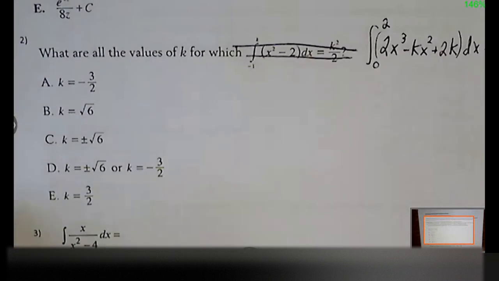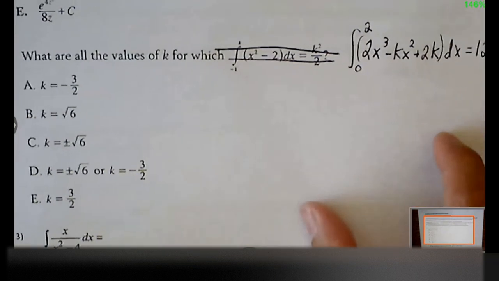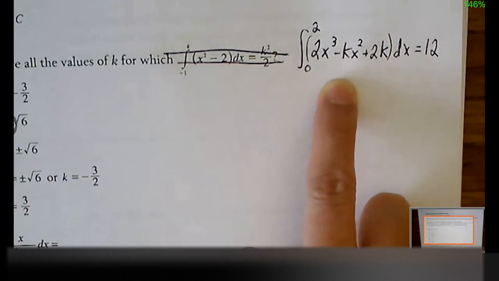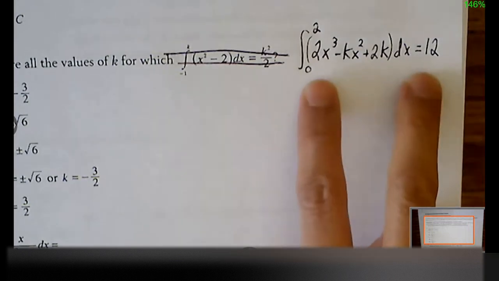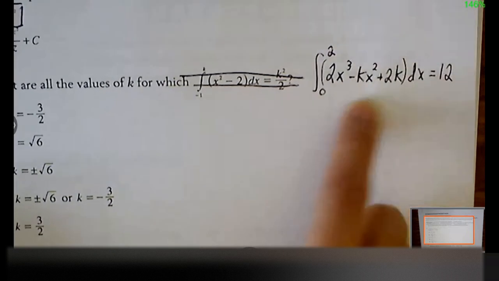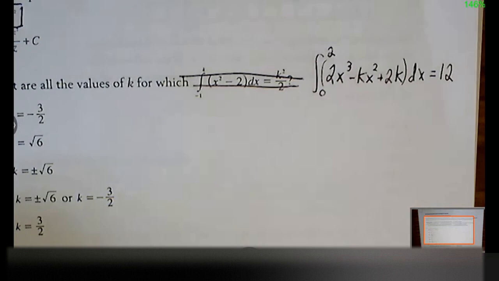Okay, so number two. If you had a physical copy in the classroom, I changed the problem to make it one that we can have an easier time with. So I changed it to the integral from 0 to 2 of 2x cubed minus kx squared plus 2k. It says, what's the value of k that allows this to be true? So I'm just going to go through power rule, evaluate the bounds, and then we'll just see what is left, and then hopefully we can solve for k from there.